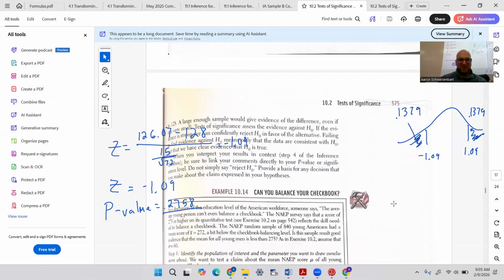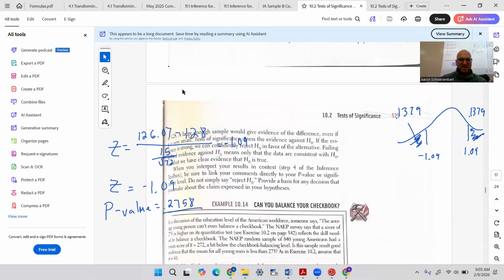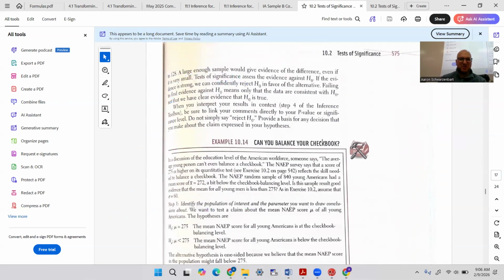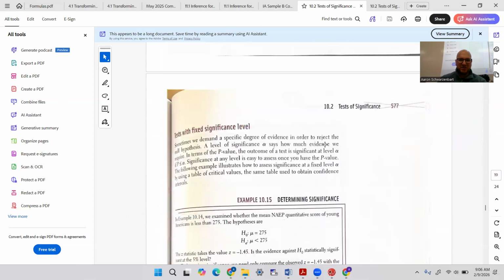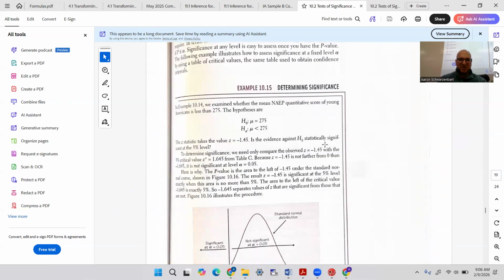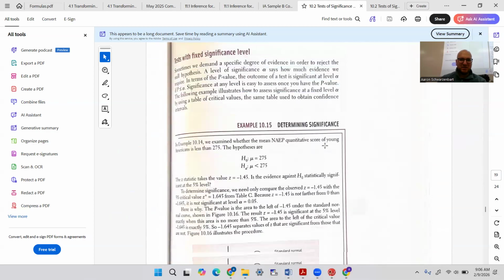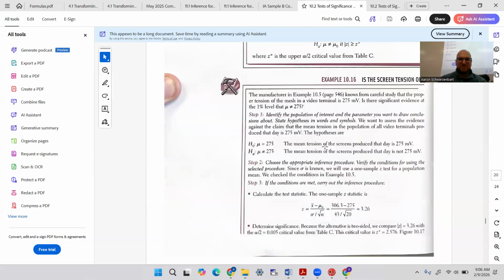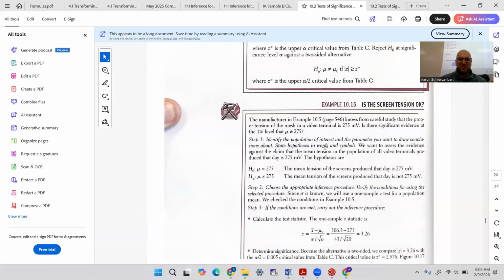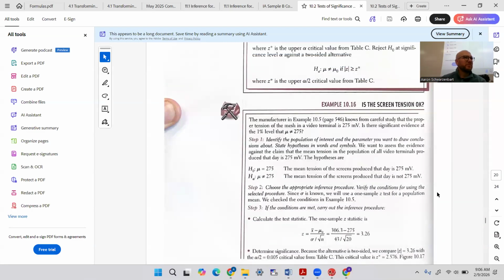You kind of aren't all there anymore. So, can you balance your checkbook? Is there any more after this one? Okay, let's do this one instead. No, you don't have to. It's really just an intelligence test. Let's go to the screen tension because we're running low on time.